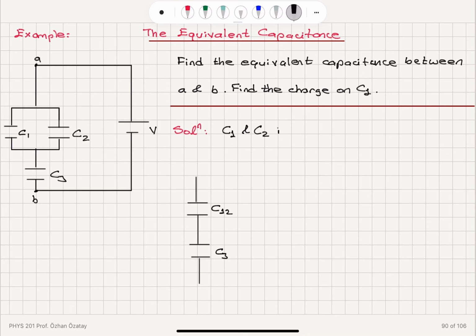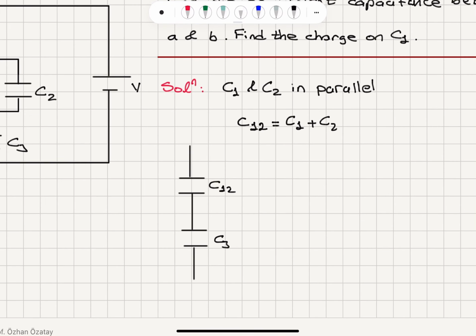are in parallel connection. So the equivalent capacitance for C1 and C2, which I will call C12, is basically the sum of the two capacitances, C1 plus C2. Remember, the condition is that they have the same potential difference between the two plates, and the charges stored on C1 and C2 will add up to give the total charge. Now this C12, the capacitance that replaces C1 and C2, is in series with C3.